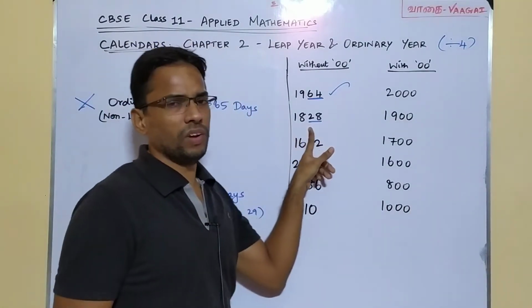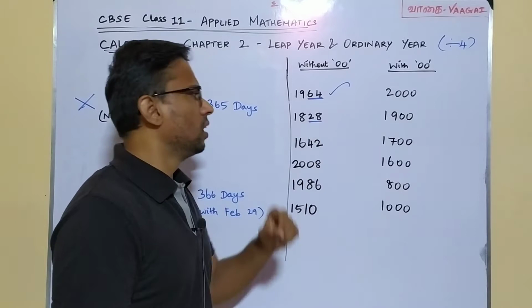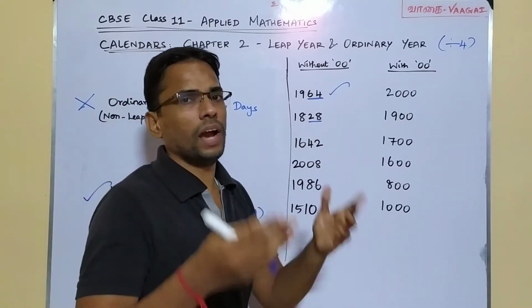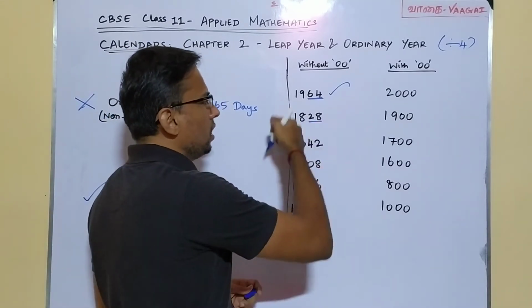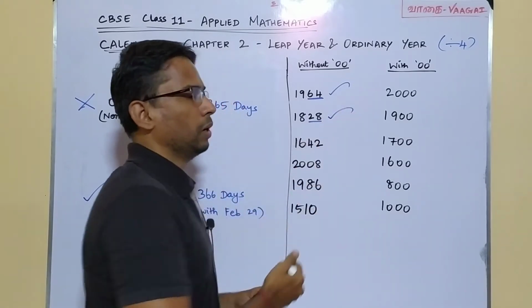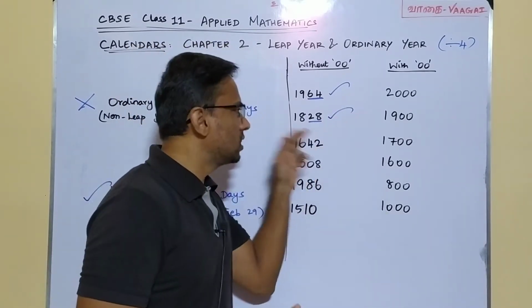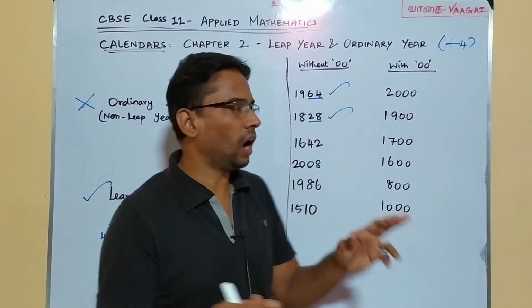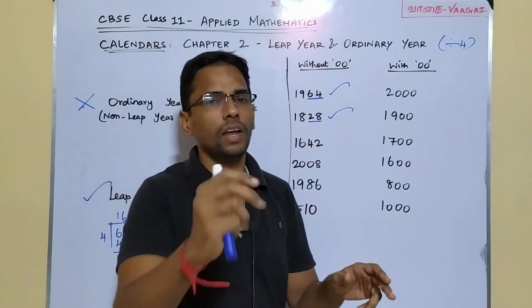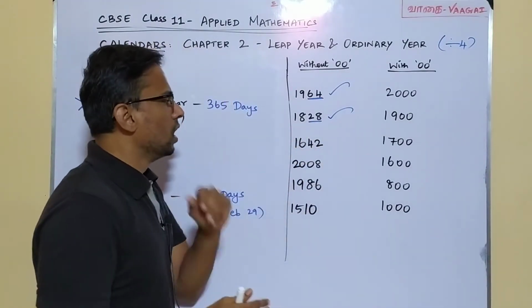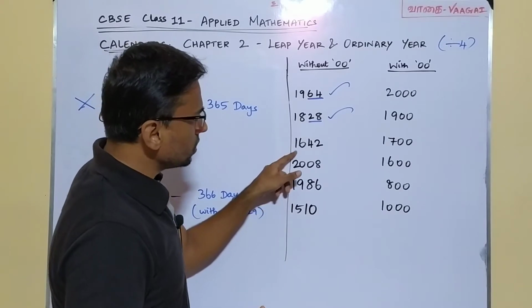So 4 7s are 28. That itself will tell that yes, 28 is divisible by 4, and in that case my year 1828 is divisible by 4. I mean, this is a leap year. We can confirm that our year 1828 is again a leap year. Okay, fine. Come to the next one.